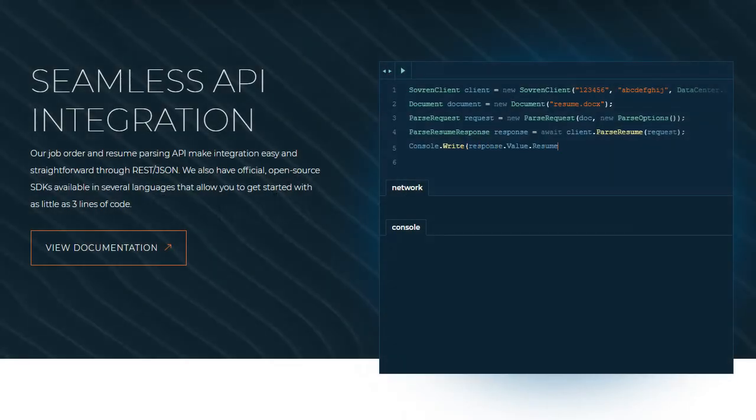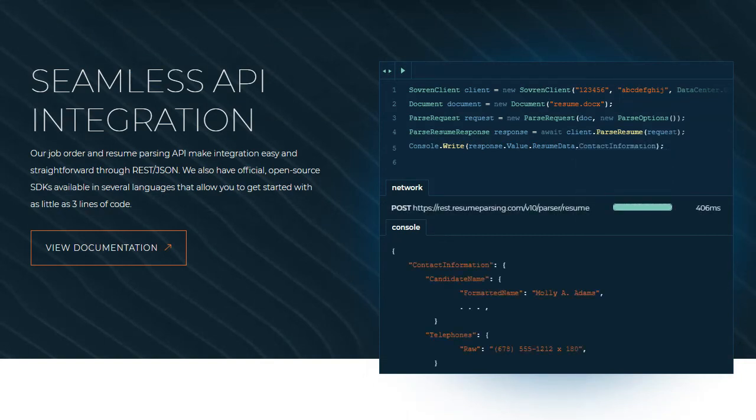Integration to Sovren's API has never been easier. We support official open source SDKs in multiple languages on GitHub, and additionally provide code snippets to integrate directly to the REST API in 7 languages. Get started with Sovren's API in as little as 3 lines of code.